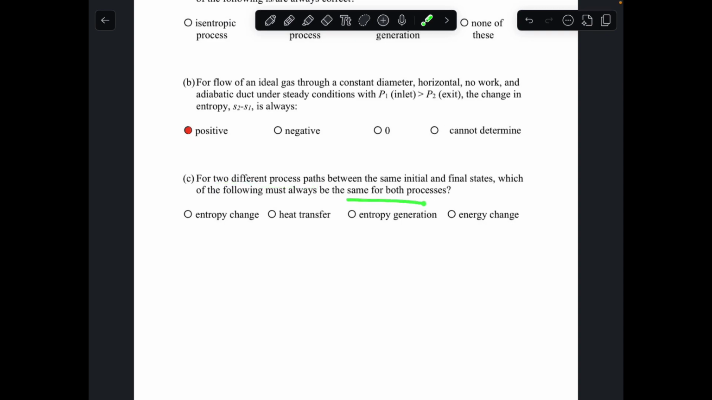So if they have the same value over two different paths, then it doesn't matter what path they take. That is something that we call path independent. So I'm just going to write that out. Really what the problem is asking is which of the options are path independent.